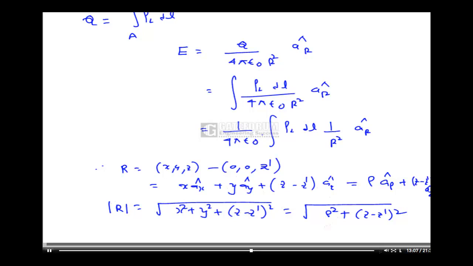But from our examination point of view, we don't need these derivations. Generally, this is a procedure. We don't need these derivations. We need some shortcut formulas for how to calculate electric field directly. So we will discuss that now.